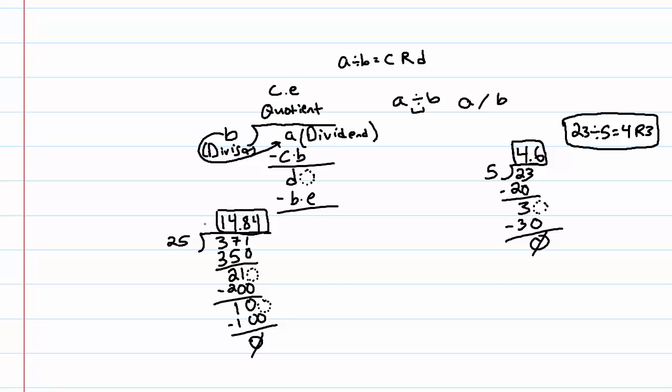Now, we could have stopped by saying that 371 divided by 25 is really just 14 with a remainder of 21.